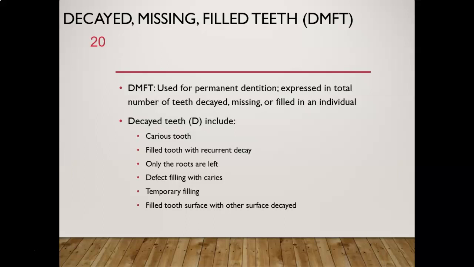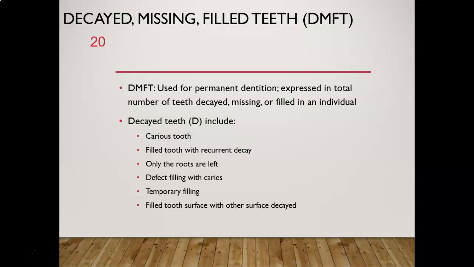So decayed, missing, filled teeth, DMFT, is used for permanent dentition, expressed as the total number of teeth that have decay and are missing or filled in an individual. The D includes carious tooth, filled tooth with recurrent decay, only the roots are left, defective filling with caries, temporary filling, and filled tooth surface with other surface decayed.